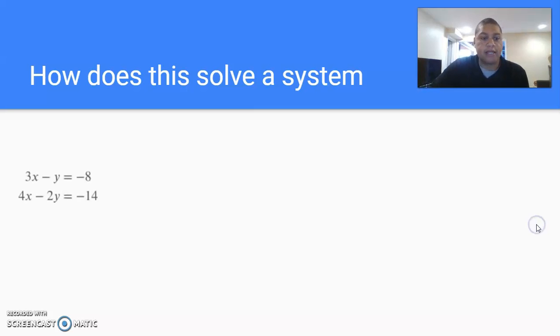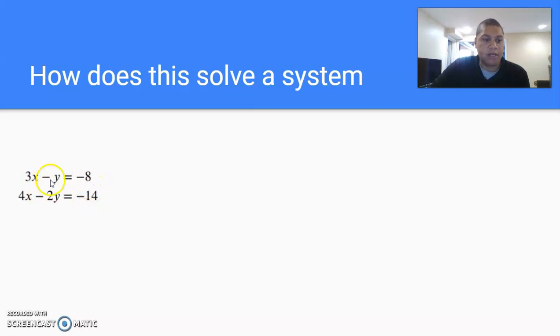So let's start off by looking at a system. Let's look at this one: 3x minus y equals -8, and 4x minus 2y equals -14. A couple things I want you to notice about how this is set up. If you're following really close, hopefully you'll notice the x's are stacked on top of each other, the y's are stacked on top of each other, and then by themselves over here are the constants, just 2 other numbers that they're set equal to, the numbers with no variables attached to them.